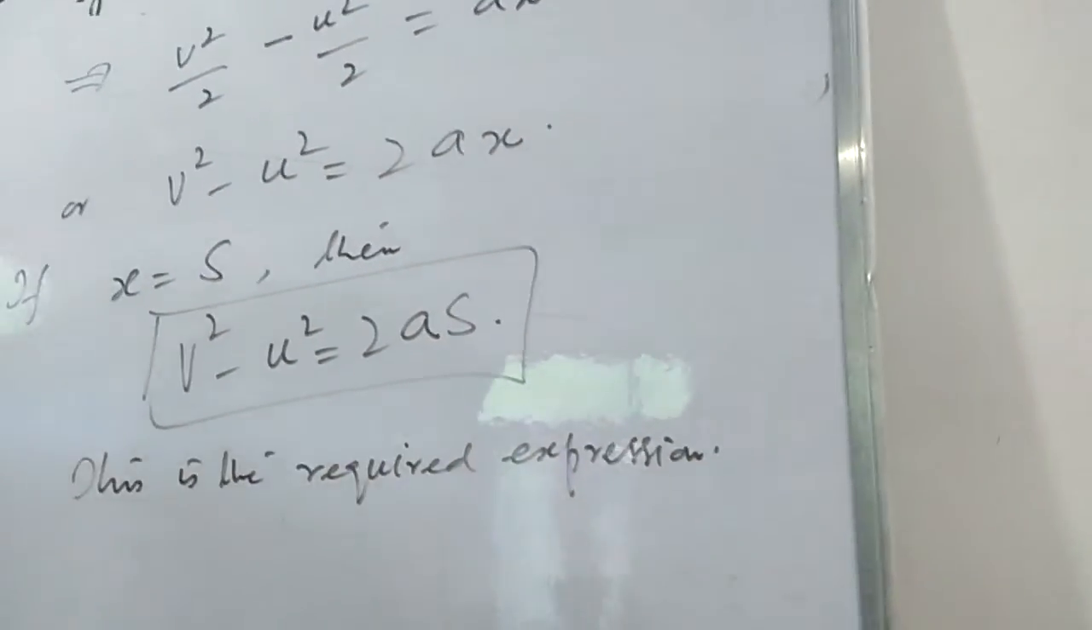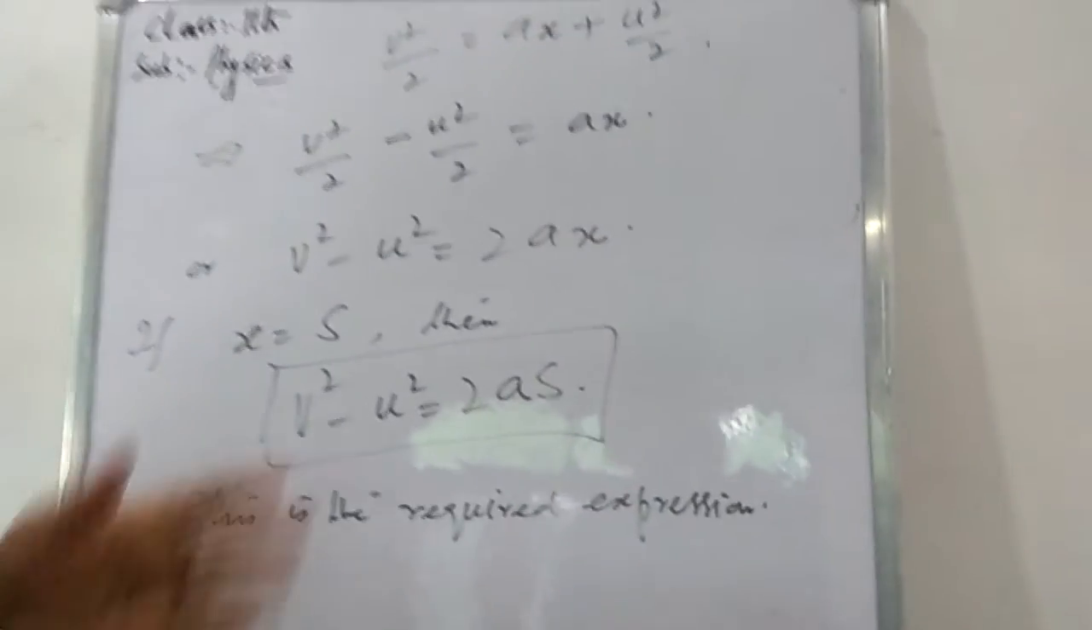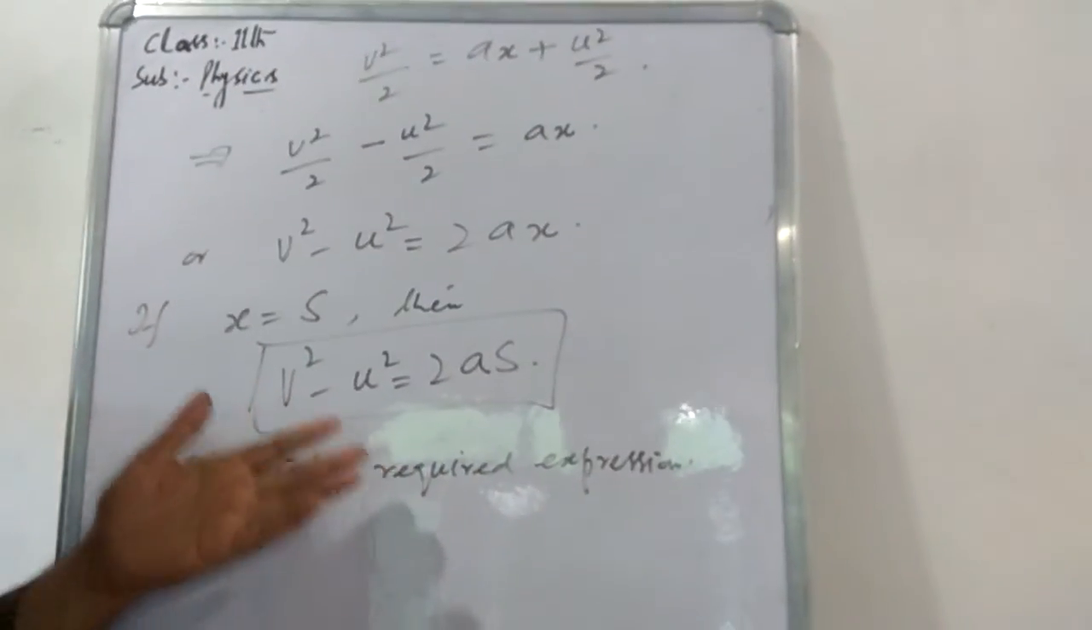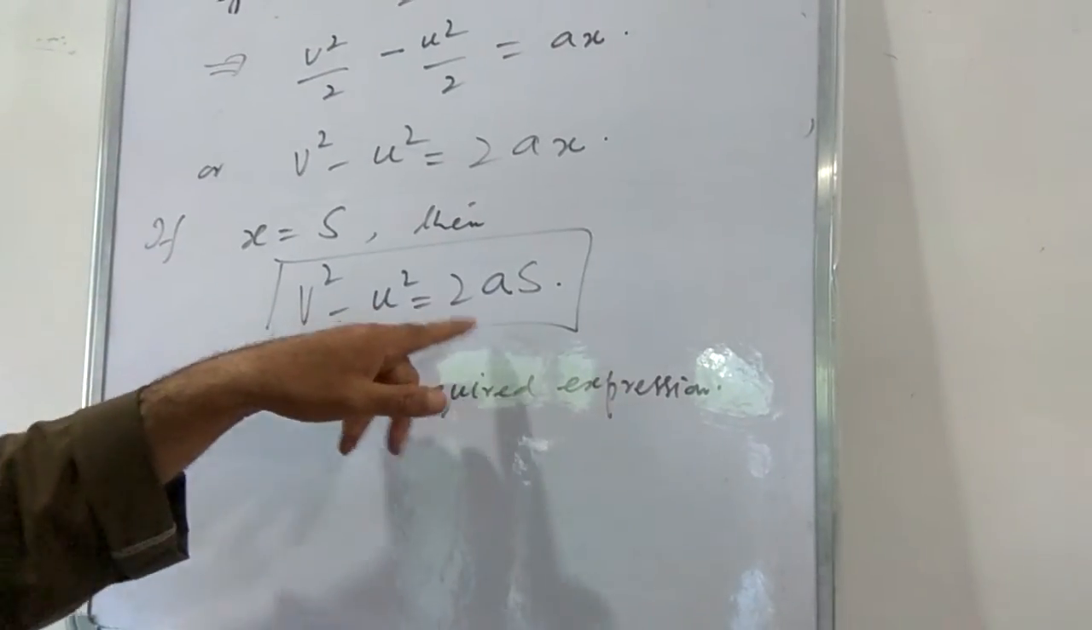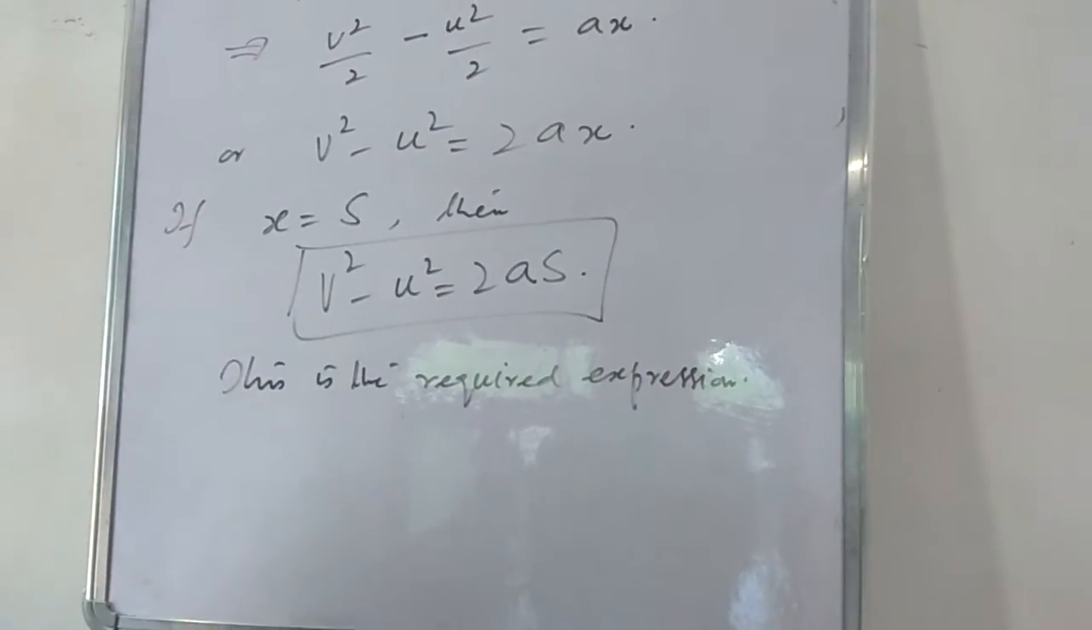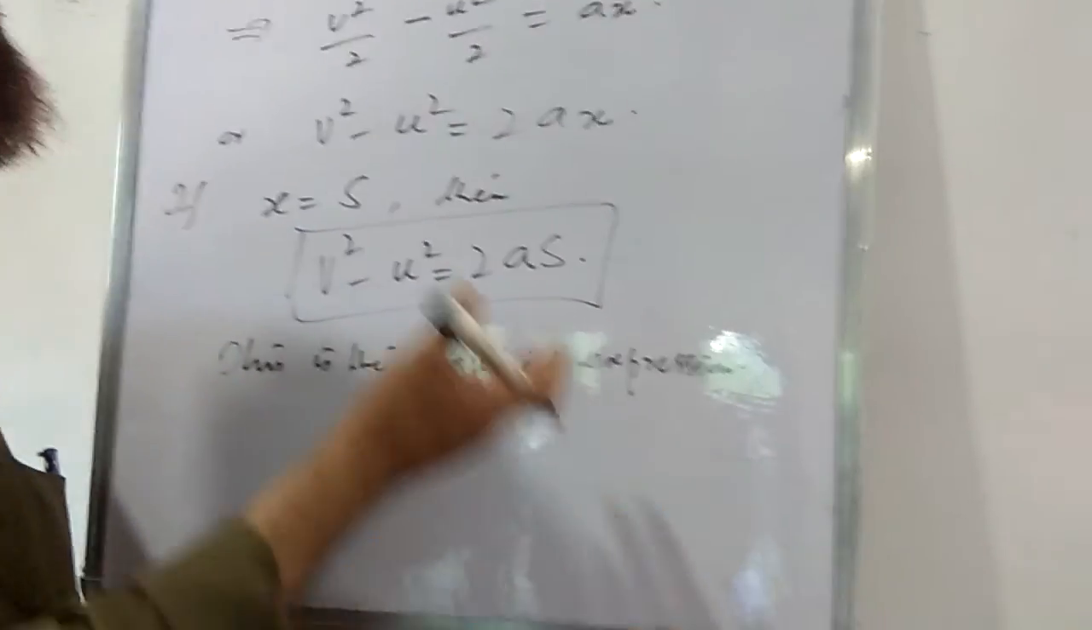Now dear students, we have completed three equations. First, v is equal to u plus at. Second is s is equal to ut plus 1 over 2 at square. The third one is v square minus u square is equal to 2as. Both we have completed graphically as well as by the calculus method.